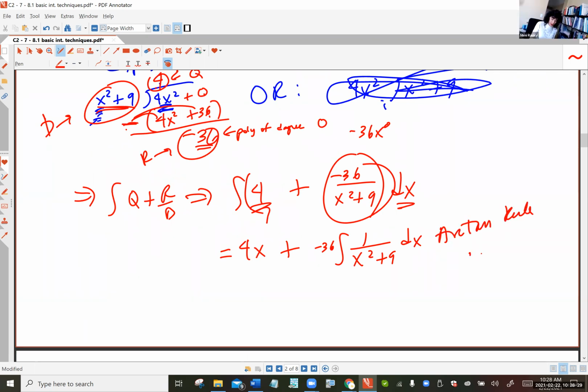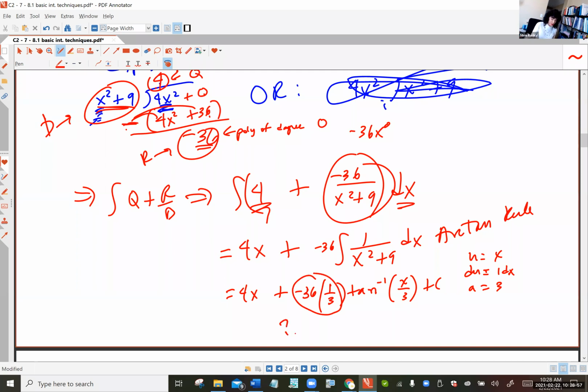So you need to tell me the u, the du, and the a to get full credit. So for this one, u is x, du is just 1 dx, and a is 3. And so you'll still have this 4x, you'll still have the negative 36, you'll have 1 over 3, arctan of u over a plus c. And then of course I like you to reduce. So what does negative 36 over 3 reduce to?